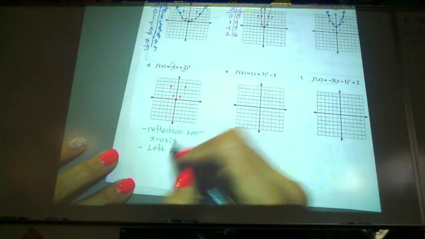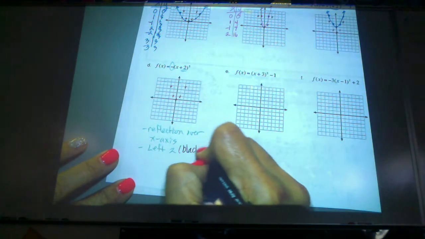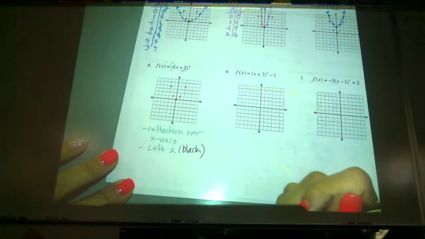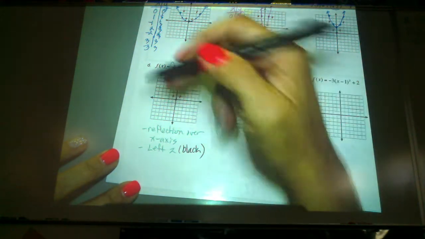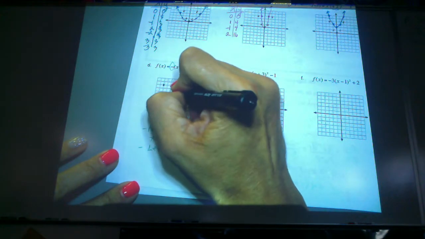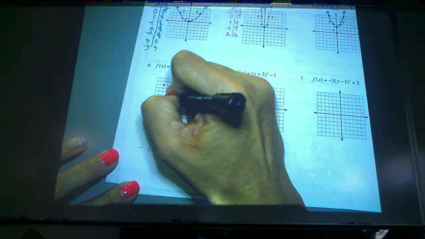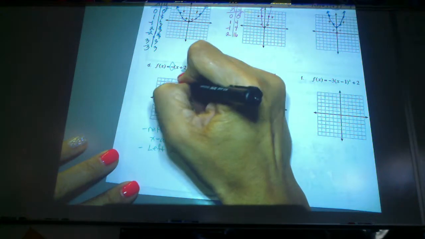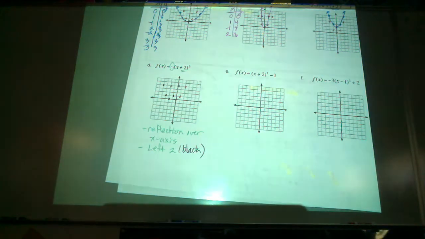So I'm going to take my black, and you might just take a different color if you have it, and I'm going to move the parabola left 2. So every point gets moved left 2. So left 2, left 2, 2, 2, and 2. So my part in black is that movement. Then I'm going to perform my reflection.